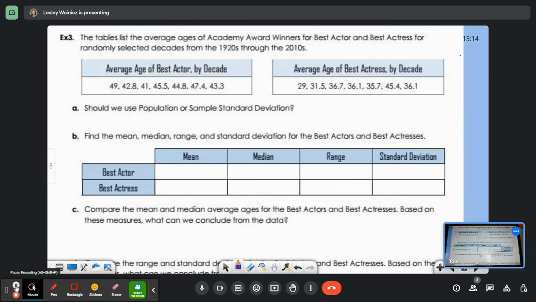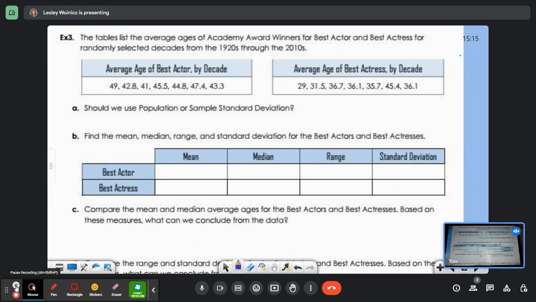Okay. So here we have tables listing the average ages of Academy Award winners for Best Actor and Best Actress in randomly selected decades from the 1920s through the 2010s. Anybody notice anything fun just by looking at them? Okay, they have decimals. So is this going to be something we want to do by hand? No way. All right.